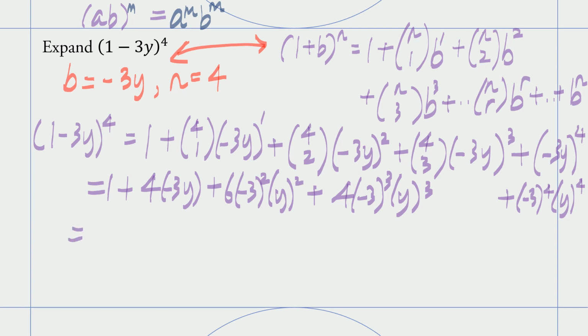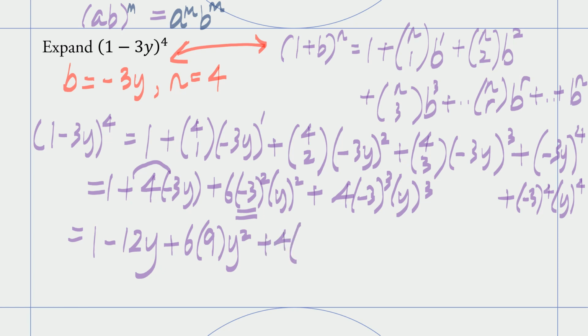Okay, let's simplify further. So plus times negative will be negative, so that gives you negative 12y. This one here will give you a positive 9. Okay, it's negative 3 times another negative 3 gives you a positive 9. Y squared here will give you a negative 27. It's negative 3 times negative 3 times negative 3. So that gives you negative 27. If you want to use a calculator, you make sure you put a bracket there. It should be bracket negative 3 close bracket to the power of 3 when you use a calculator.